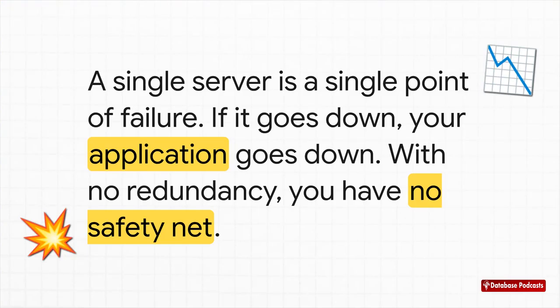The logic here is kind of brutally simple, right? If you put all your eggs in one basket and that basket drops, well, you've got no eggs. A single database server is exactly that, a single point of failure. It has no backup, no safety net, and in a world that expects 100% uptime, that's a gamble you just can't take. So, how do we build that safety net?